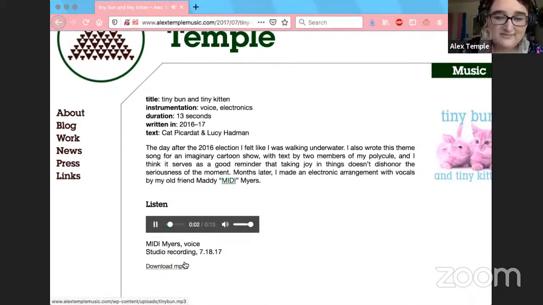Tiny Bun and Tiny Kitten, the best of friends, the cutest of friends.